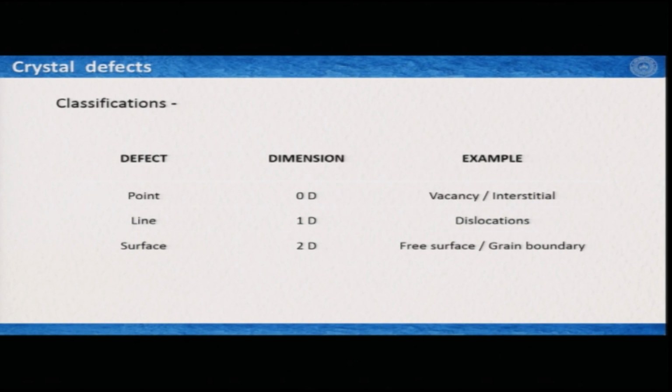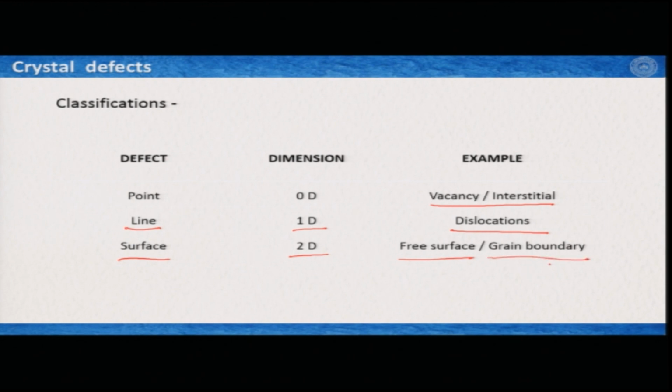So, to classify crystal defects, generally people classify them in 3 different ways. The first one we call point defect, also known as 0th dimension, and examples we will see, all of them, vacancy or interstitial. Now, the second category is line defect, because it is a line, so it is one dimensional, and the examples of line defects are dislocations. And then we have finally surface defects. Surface defects are, as the name suggests, a surface, so it is 2 dimensional, and the examples are either free surfaces or various types of grain boundaries.